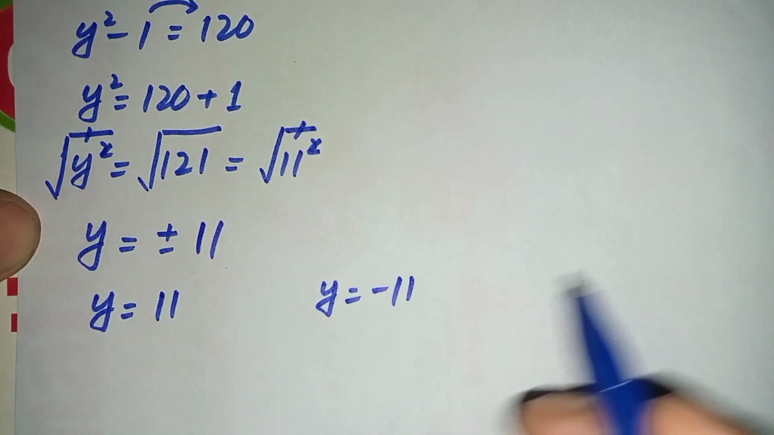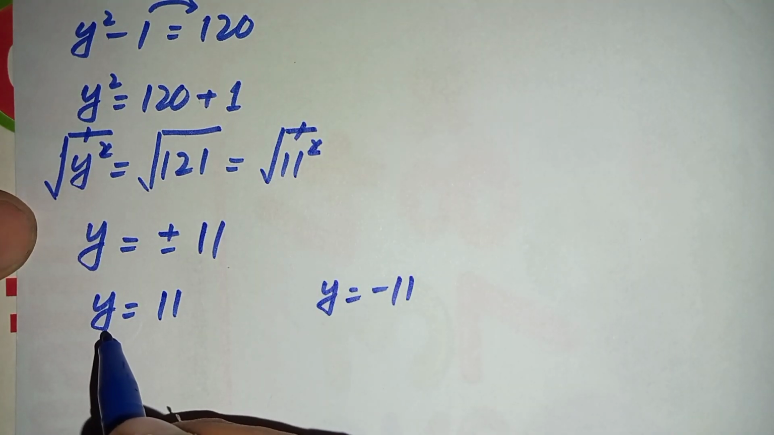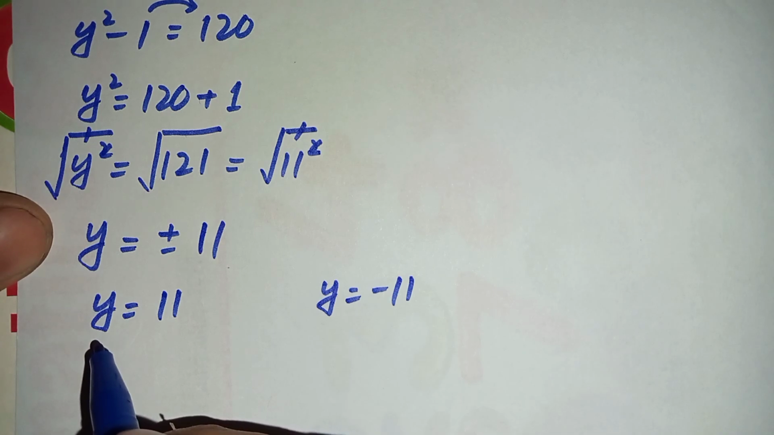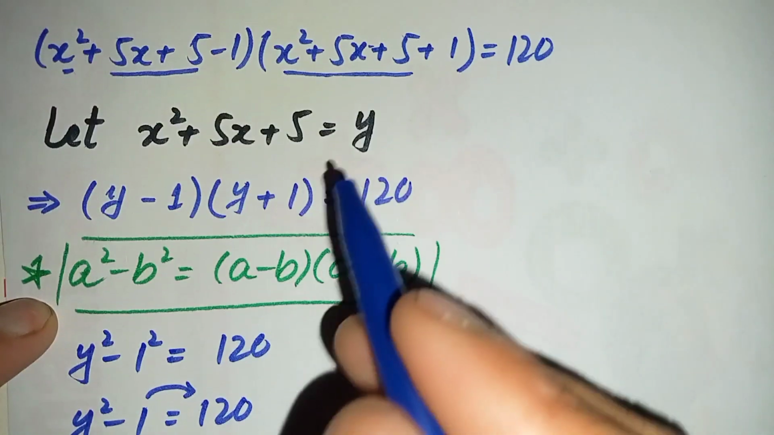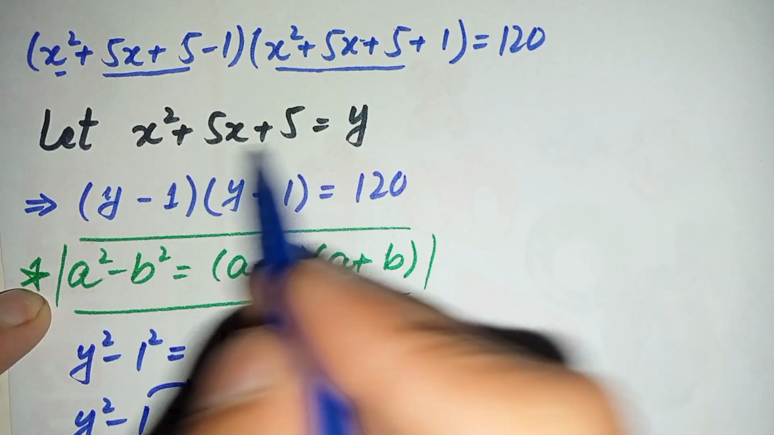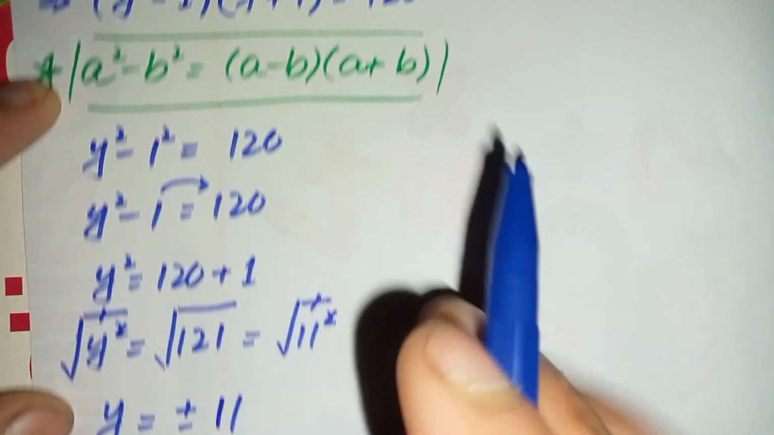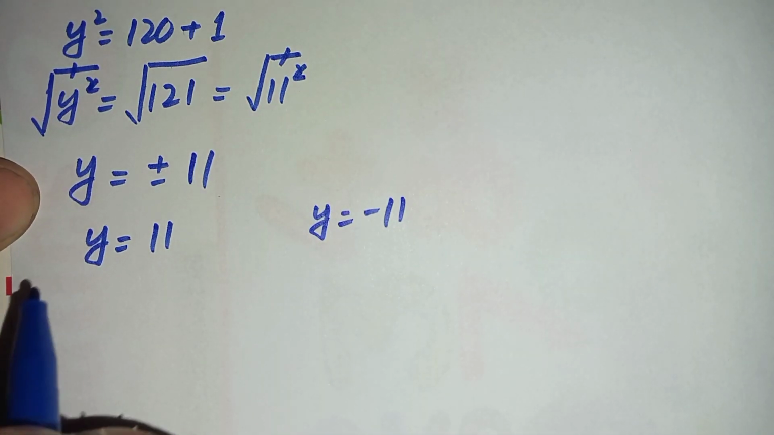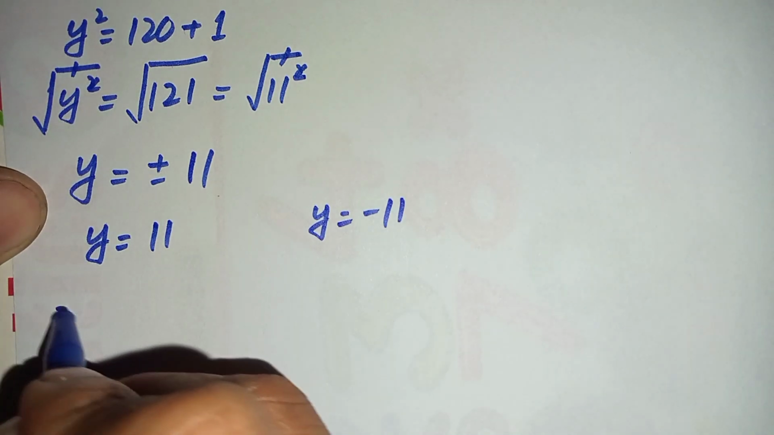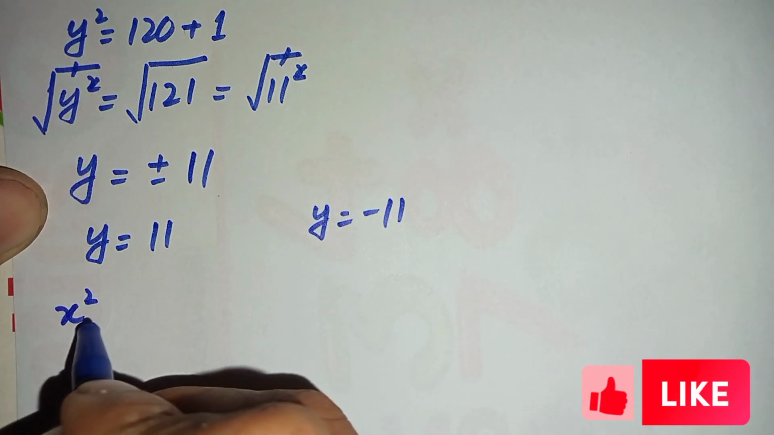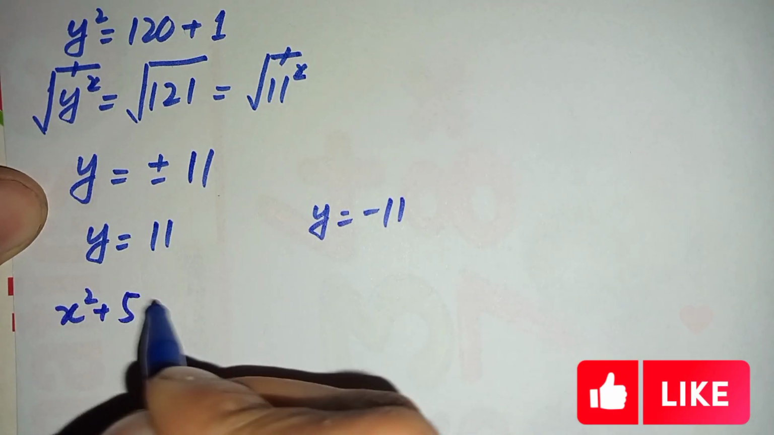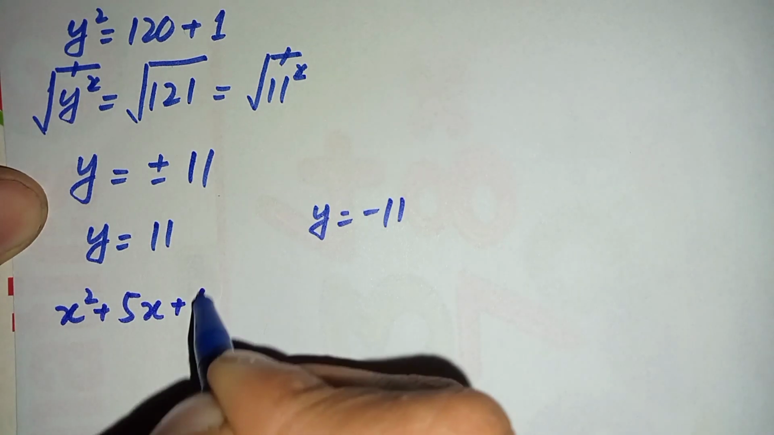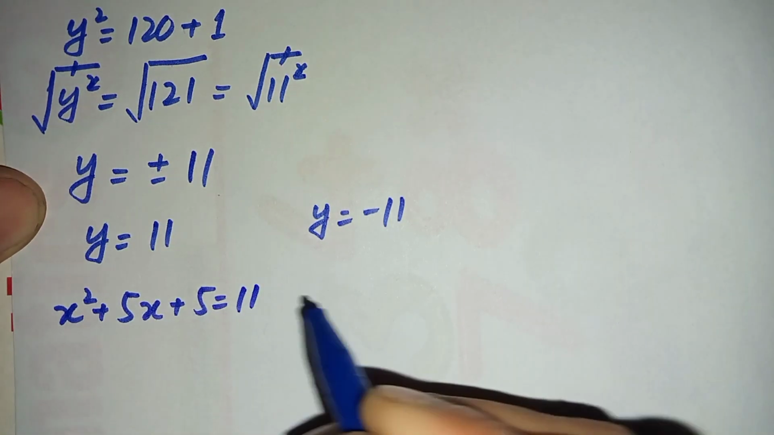Now here our target is not to find the value of y, we need to find the value of x. So to find the value of x, we will go back to our supposition, that is y is equal to this quadratic expression. So here in these places we will replace y with the quadratic expression. So it will become y is equal to x square plus 5x plus 5 is equal to 11.